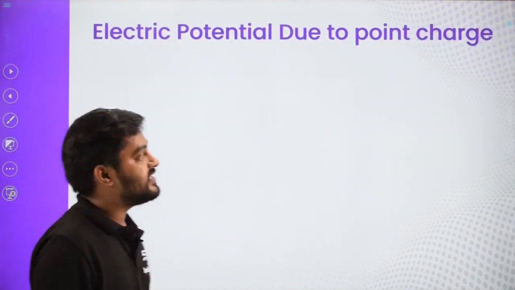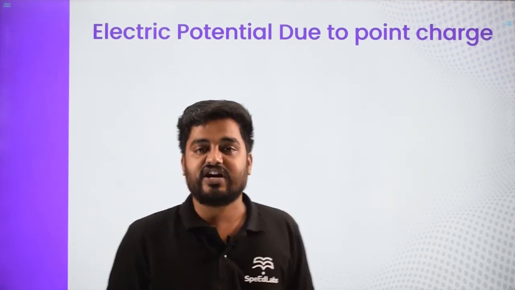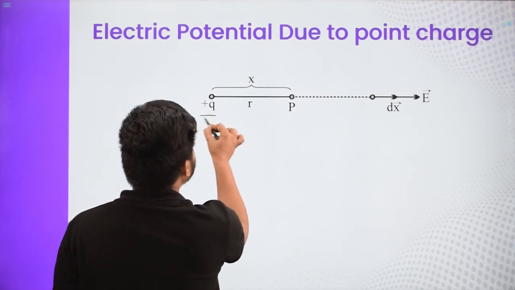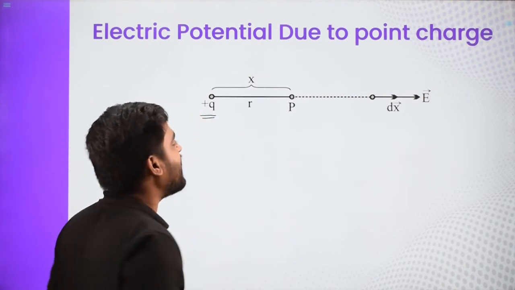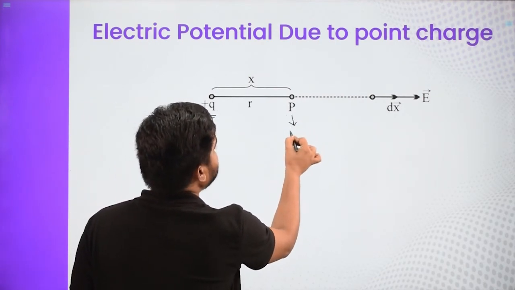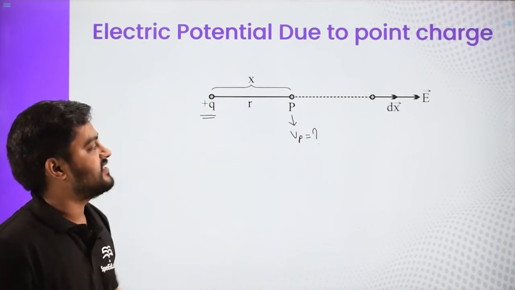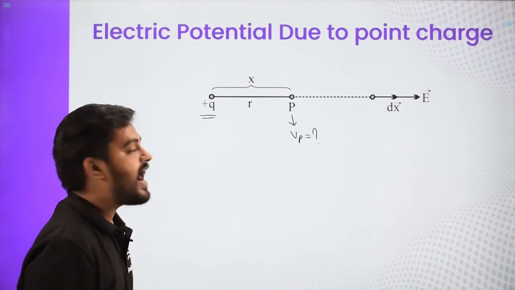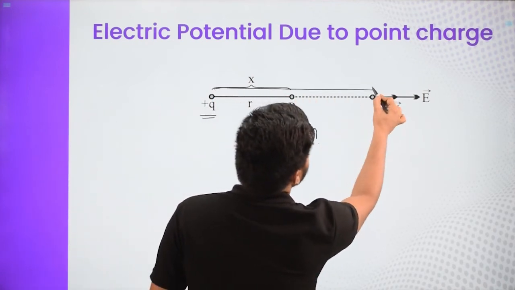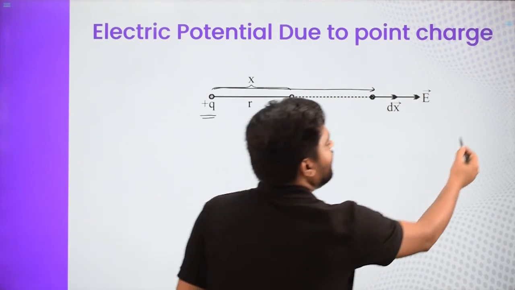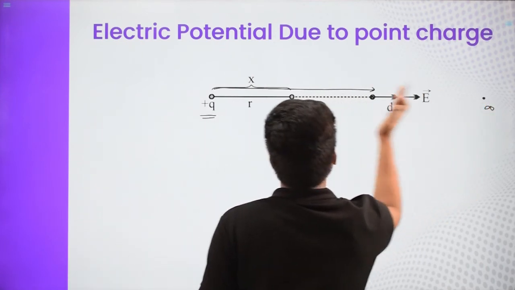Now let us discuss electric potential due to a point charge. So we have a point charge over here. This is a point charge plus Q, and now we have to find the potential at this point P, which is situated at distance r. So what I am going to do is take a distance x, and I am basically moving a charge from infinity to this particular point P.